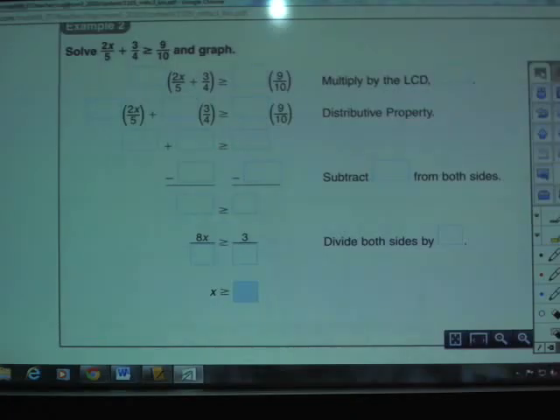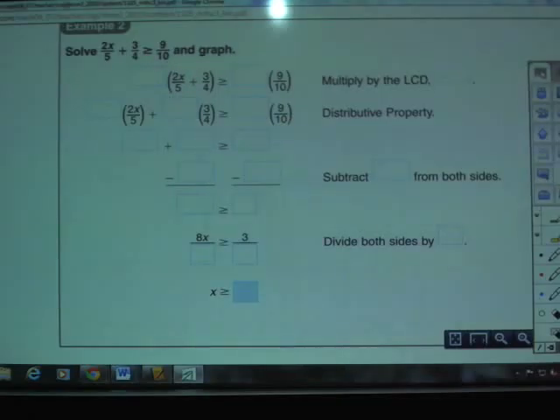Now here's a fraction question. 2x over 5, plus 3 over 4 is greater than or equal to 9 over 10. So as you recall from when we did the section that involved equations with fractions, the approach was to get a common denominator. Well, since we do these questions the same way, my approach is going to be to get a common denominator. So that's where I need to start here.